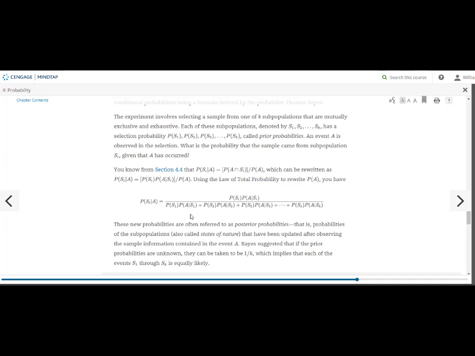And as we said before, the S1, the S2, the S3 are sometimes called subpopulations. They're also called states of nature. Calling it a state of nature is probably for some particular use of this theorem and not necessarily general. In other words, you don't have to always use that language.